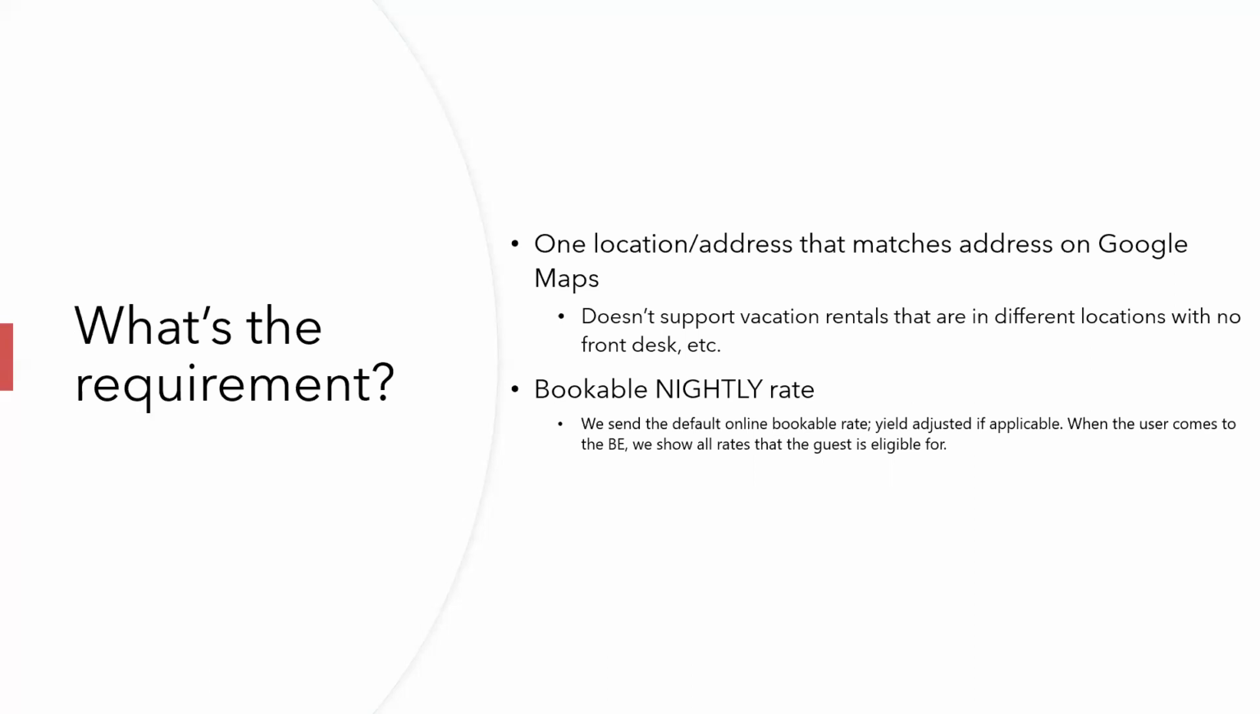And then a bookable nightly rate. At this point, we send the default online bookable nightly rate, yield adjusted if applicable. So if you do yield management within the program, those yield managed rates will display on Google Hotels. And then when the user clicks on that link and gets to the booking engine, we're still going to show all of the rates that you're eligible for, but the main rate that's focused is your base rate.